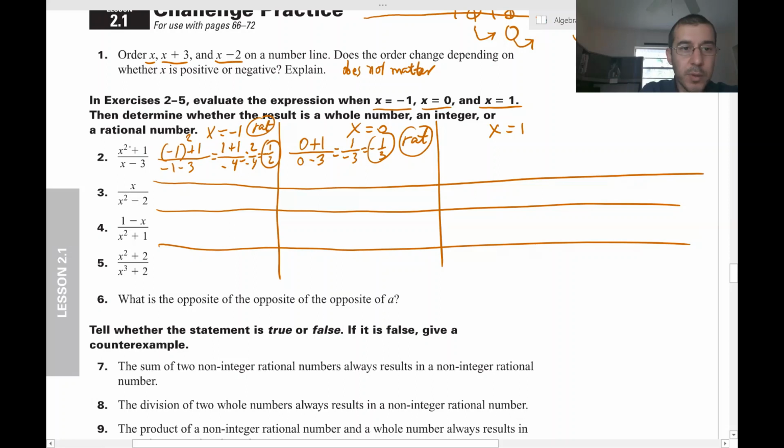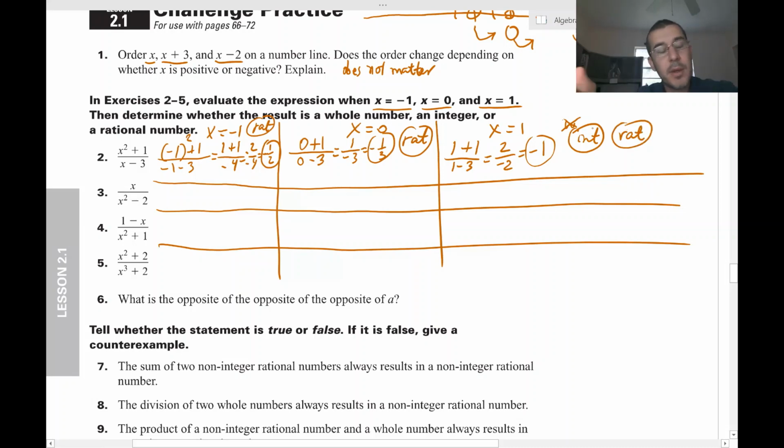When x is 1, 1 squared, that's 1 times 1, which is 1. So 1 plus 1 over 1 for x, so 1 minus 3. 1 plus 1 is 2. 1 minus 3 is minus 2, so 2 over 2 is 1 with the negative sign, so this is minus 1, right? Is that a whole number? No, not a whole number. Is it an integer? Yes, it is an integer. But is it also a rational number? Yes. So it's an integer as well as a rational number.